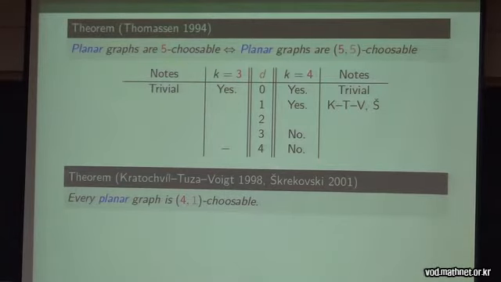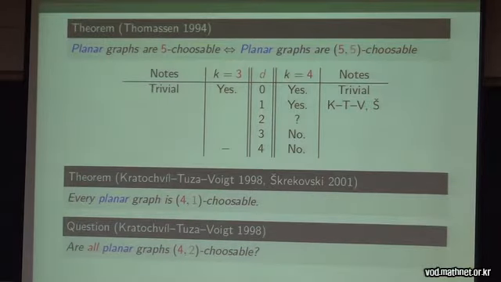So this means if you give every vertex of a planar graph 4 colors, and if the lists of adjacent vertices have at most 1 color in common, then you can properly L-color that graph. And then a simpler proof was given by Kral' 3 years later. But it's still an open question whether all planar graphs are (4,2)-choosable or not. Okay. And I'll talk about this towards the end.